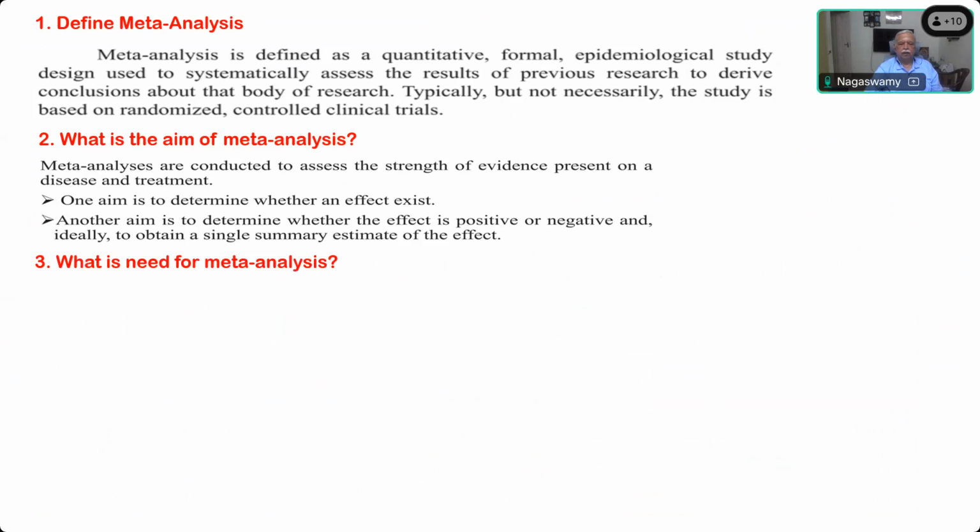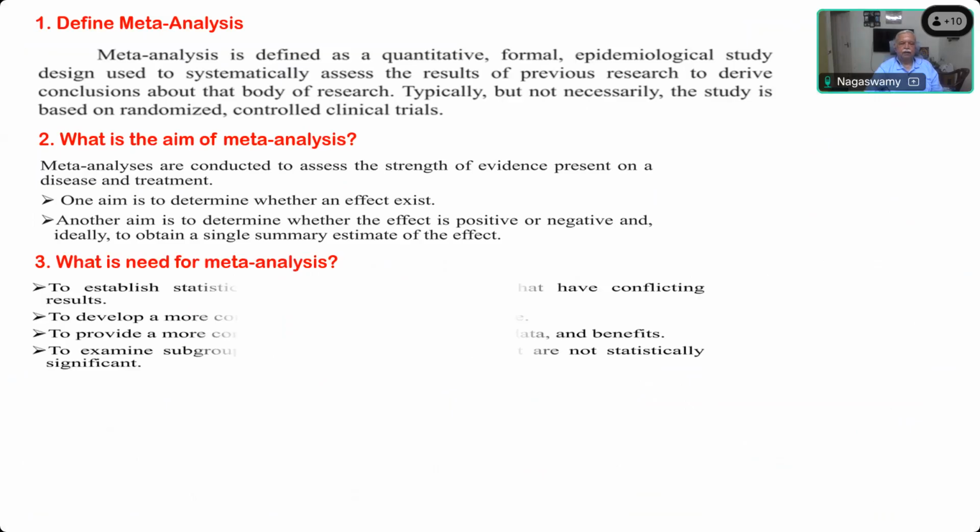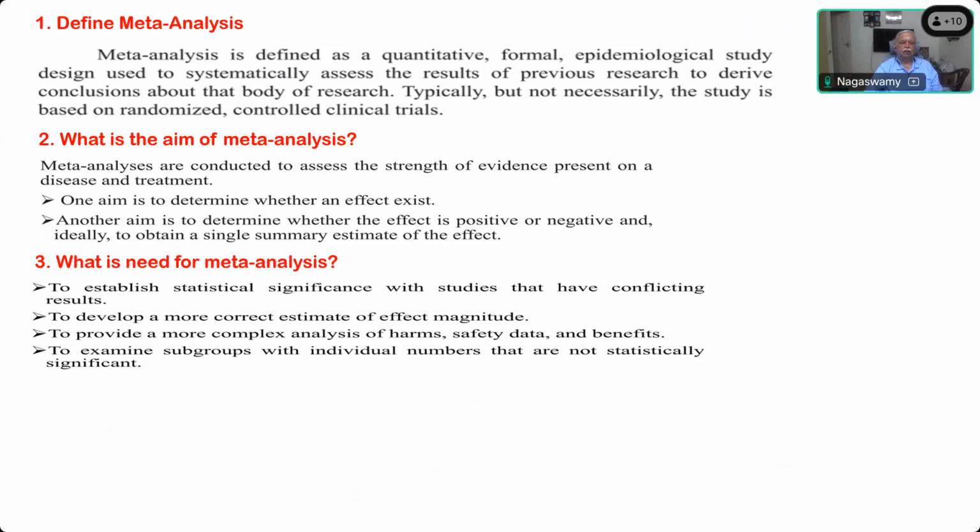What is the need for meta-analysis? This is the third question. I will not wait for your answers, I will just show you, because this topic is not very frequently dealt with. To establish statistical significance with studies that have conflicting results and to develop a more correct estimate of effect magnitude. To provide a more complex analysis of harms, safety data and benefits. To examine subgroups with individual numbers that are not statistically significant. These are the needs of meta-analysis.